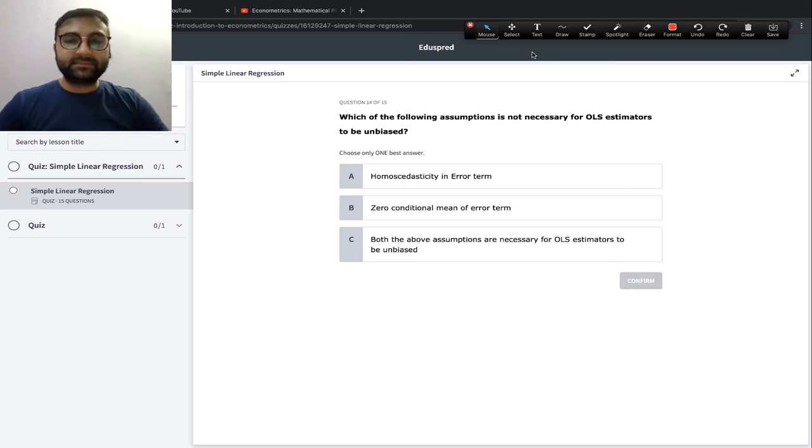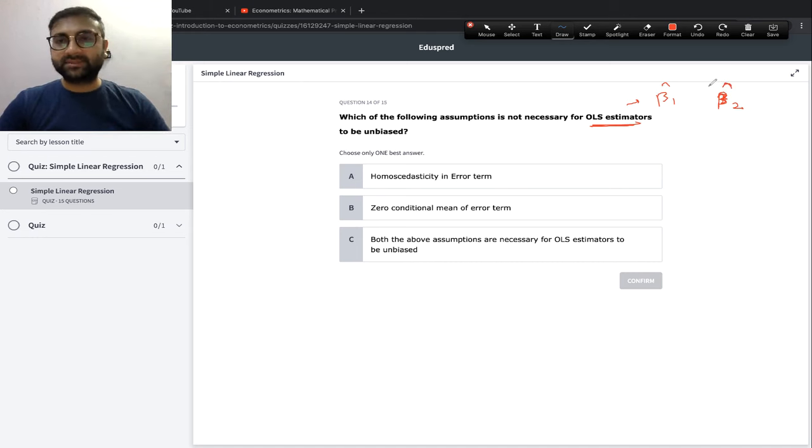Now, one of the things that you should be really careful with is which assumption is required for which part. For example, if we want our OLS estimators, that is, let's say beta 1 hat and beta 2 hat, to be unbiased, then do we need all the assumptions? Like, do we need the assumption of homoscedasticity, zero conditional mean, and all the other assumptions? Do we need all of them for OLS estimators to be unbiased? Well, the answer is no.